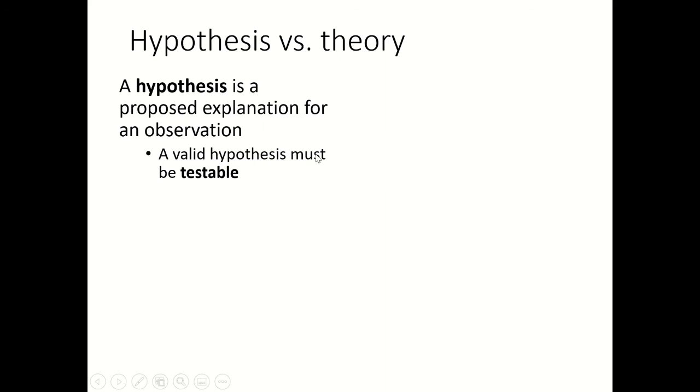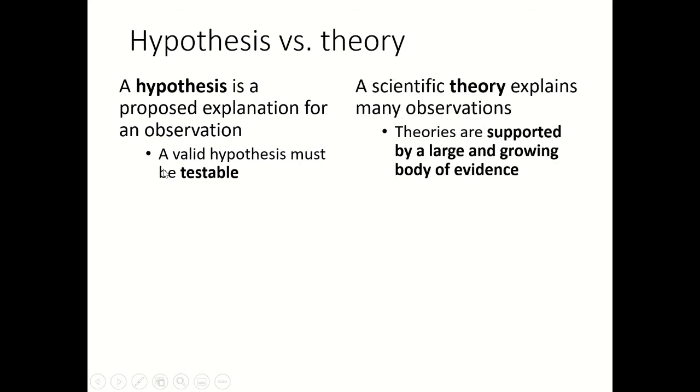All right, so what is a hypothesis versus what is a theory? We have very specific ways of using the word theory in science. And we should always, honestly, just say scientific theory, but we don't, so here we are. The hypothesis is a proposed explanation for an observation or sometimes a couple of observations. It must be testable. A theory explains lots and lots and lots of observations.